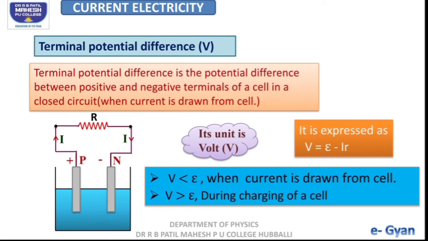Second case, V is greater than E. This is during charging of a cell. In this case, current flows from the positive to the negative terminal inside the battery, and the EMF of the battery and the potential difference across the internal resistance actually add up. Hence, terminal potential difference is greater than the EMF of a cell. Now let us move to the next slide.